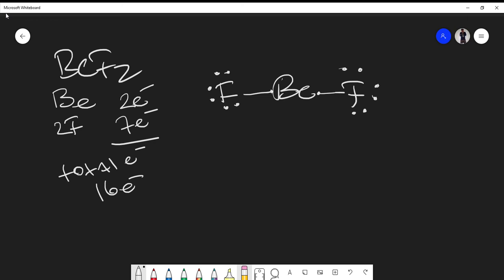So we have 2, 4, 6, 8. So that's good on this side. We have 2, 4, 6, 8. So fluorine is good, beryllium is good.